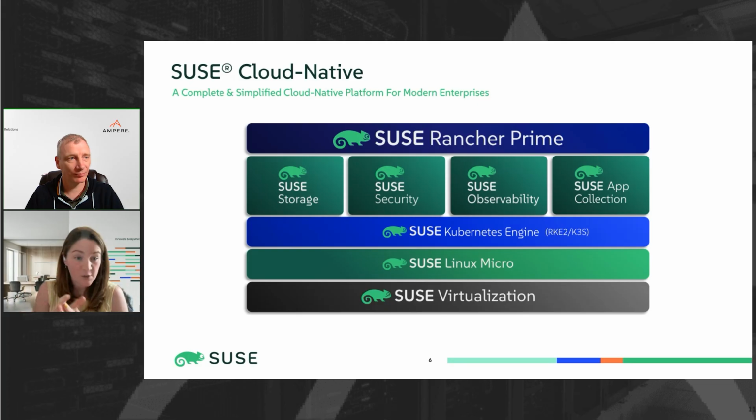Perfect. And this is our SUSE Rancher suite. So at the head here, you have our SUSE Rancher Prime built on Rancher Manager, SUSE Storage, which is Longhorn, SUSE Security, NeuVector, Observability, formerly StackState, and our application collection. This is all built on SUSE Virtualization, SUSE Linux Micro, and our own Kubernetes distributions, RKE2 and K3s. But today, we're going to focus on that bottom tier there, SUSE Virtualization.